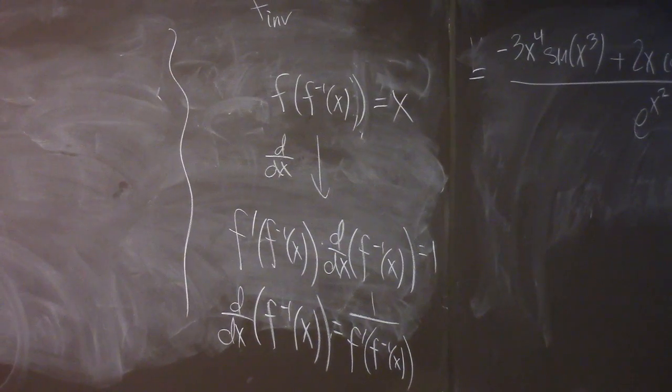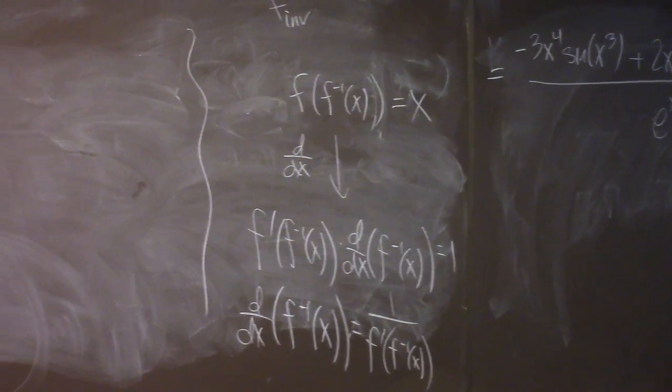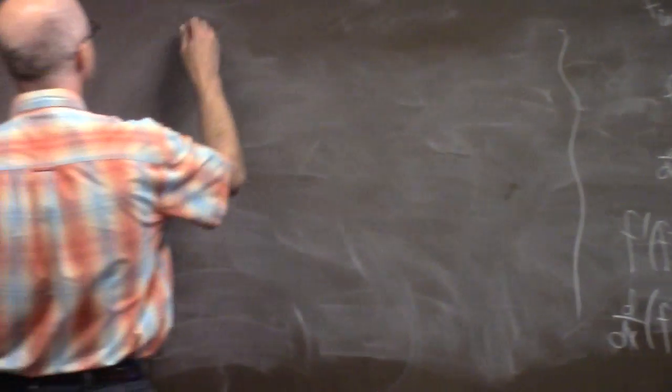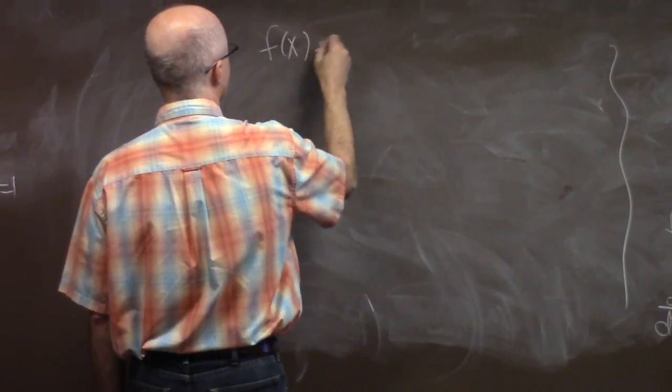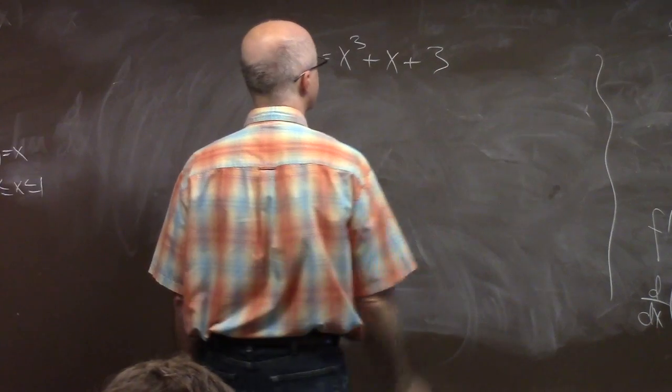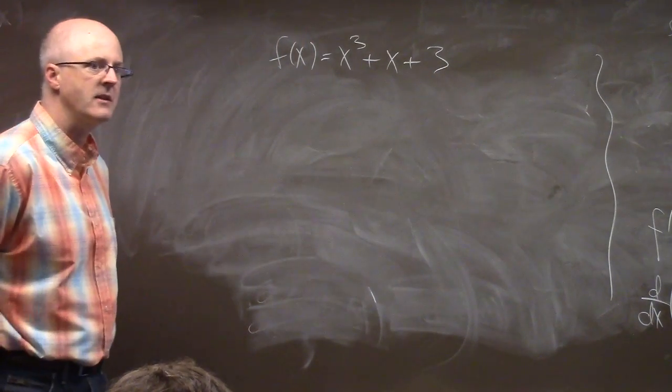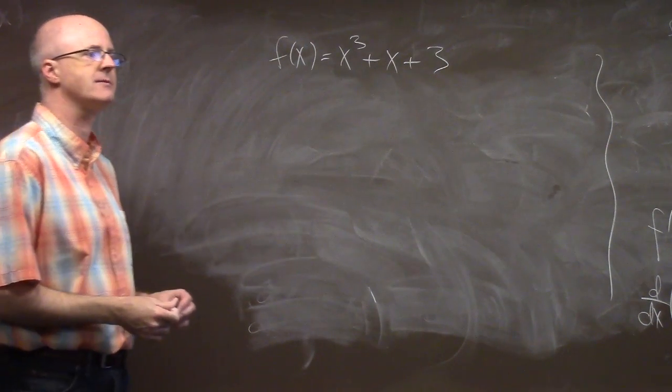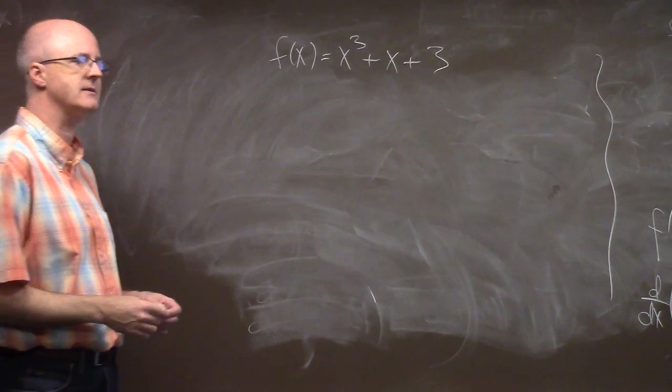Let's consider a function whose inverse formula would be very difficult to find, like x cubed plus x plus 3. Technically speaking, you can find a formula for the inverse function, but it's pretty complicated. It's cubic here.